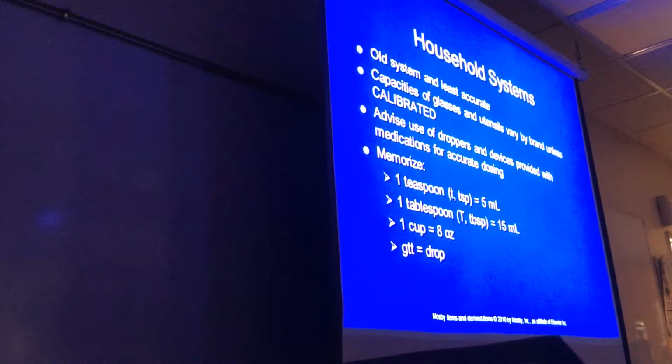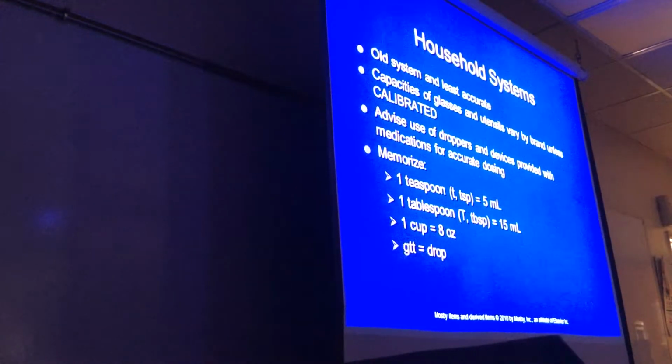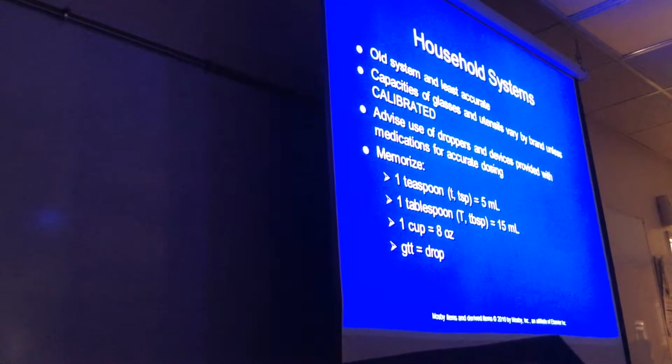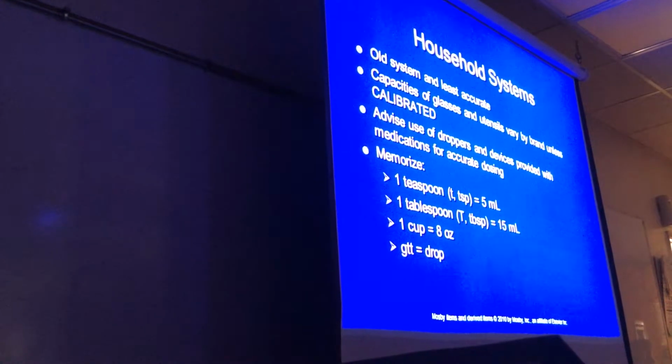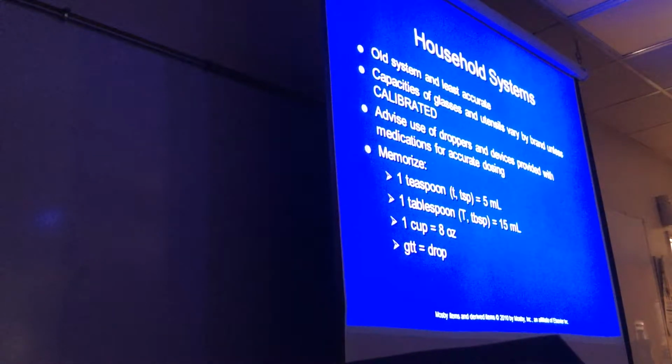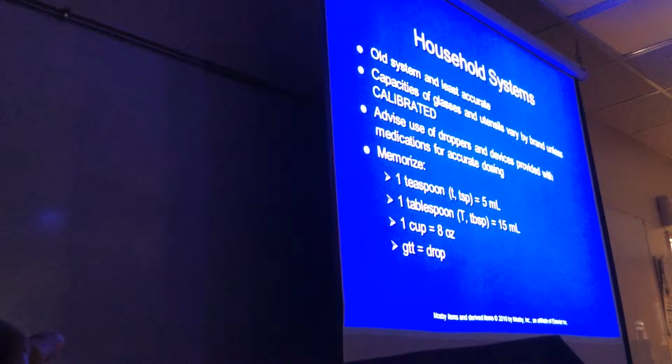All right, so now that I've given you the good system, I'm going to talk to you about the bad system, or the old system. Not bad, because it's great for cooking. I like it when you're baking a cake. We use cups and those kinds of things. We don't measure in mLs when we're baking, or teaspoons. But the old system is the least accurate.